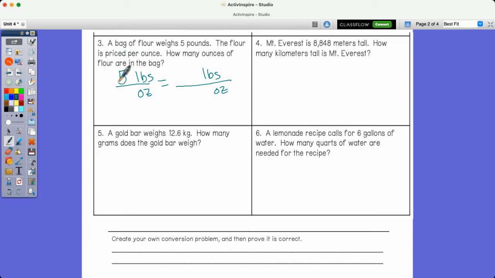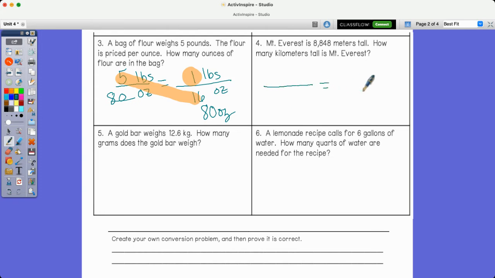And I have 5 pounds in our bag. I don't know how many ounces, so there's my blank. I look on my chart and I find out there is 1 pound for every 16 ounces. So we are going to multiply across and then divide. Love when we get that division of 1 because it makes my life easier. 5 times 16, 0, carry my 3, and we get 80. There are 80 ounces in 5 pounds of flour.